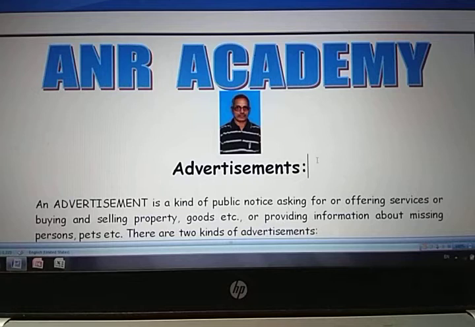And what is this advertisement? An advertisement is a kind of public notice asking for or offering services or buying and selling property, goods, etc. So if you have a habit of reading newspaper, you come across these advertisements in the newspaper on a particular page about either offering the services or about asking the services.